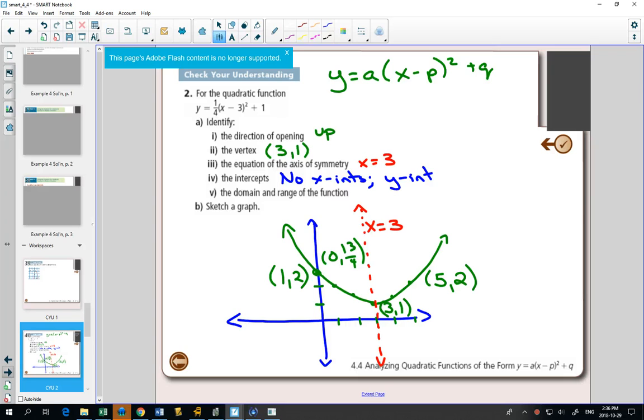13 over 4? Because 0 minus 3 would be negative 3. Negative 3 squared would be 9. 9 times 1/4 would be 9 over 4. Plus 1. Have to get a common denominator. 9 over 4 plus 4 over 4 is 13 over 4. So my y-intercept is 13 over 4.